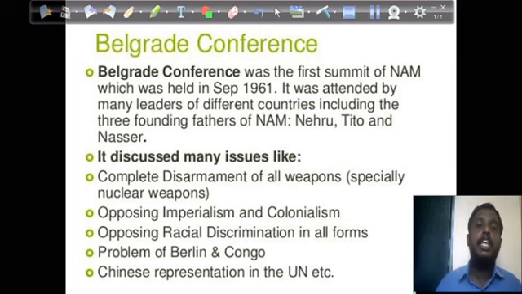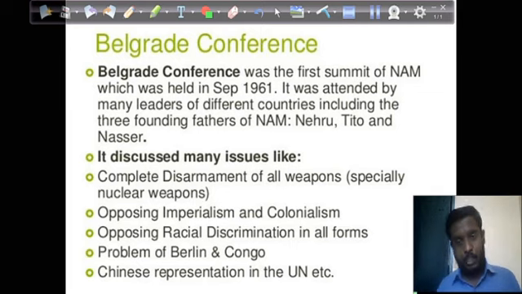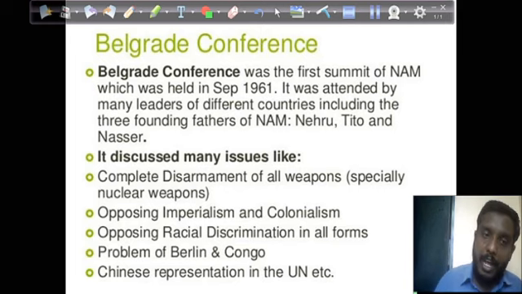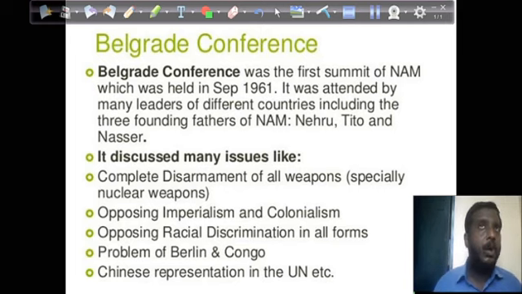The next one is the Belgrade Conference, which is in Yugoslavia. This is basically the first conference or the first summit that led to the emergence of NAM. The Belgrade Conference is the first summit of NAM, which was held in September 1961. It was attempted by different leaders, including three founding fathers of NAM, that is Nehru, Tito, and Nasser. Nehru is from India, Tito is from Yugoslavia, Nasser from Egypt.